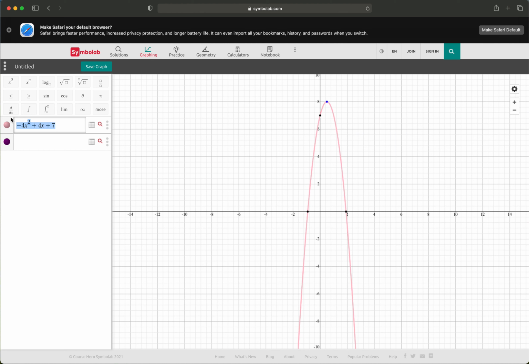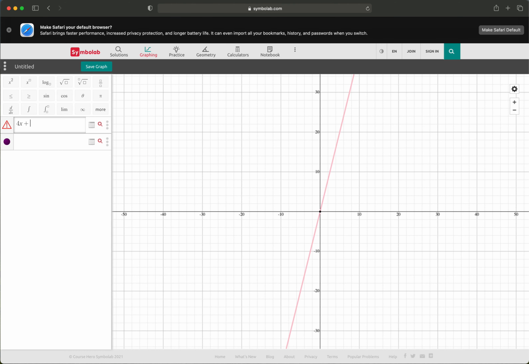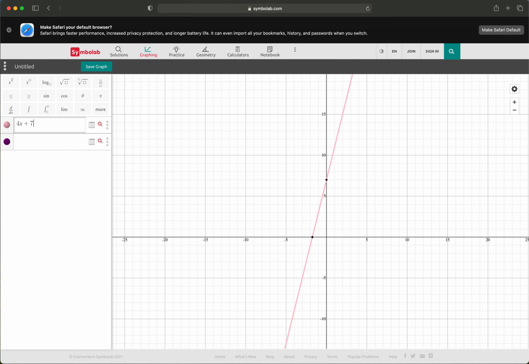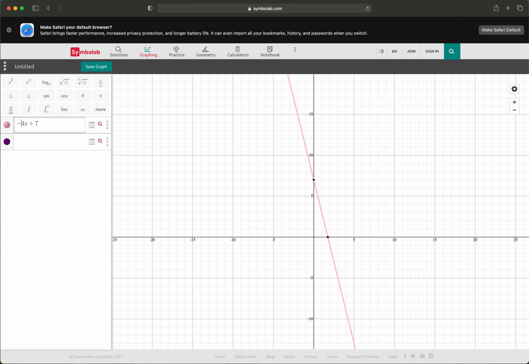Okay, I guess even before we study parabolas, we should make sure we understand lines. So mx plus b. So in this example, 4 is the slope and 7 is the y-intercept. That's a positive slope function. A negative slope function would go down from left to right.